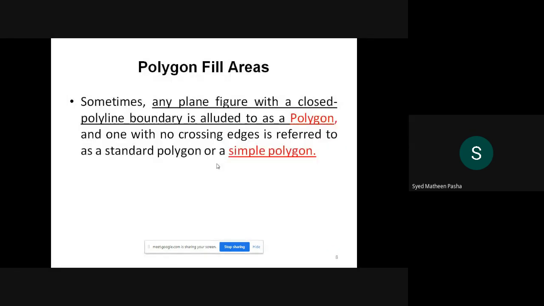Then, as we saw what fill areas are, now we'll see how these fill areas are implemented in polygons. Sometimes any plane figure with a closed polyline boundary is alluded to as a polygon. As I said, there should not be a breakage in the loop of the polygon. Any plane figure which has a closed polyline, the whole object should consist of a loop, a boundary, and one with no crossing edges is referred to as a standard polygon or a simple polygon.